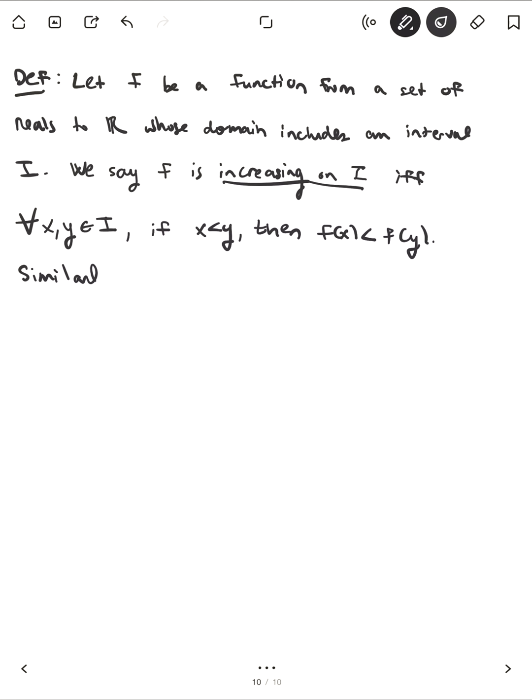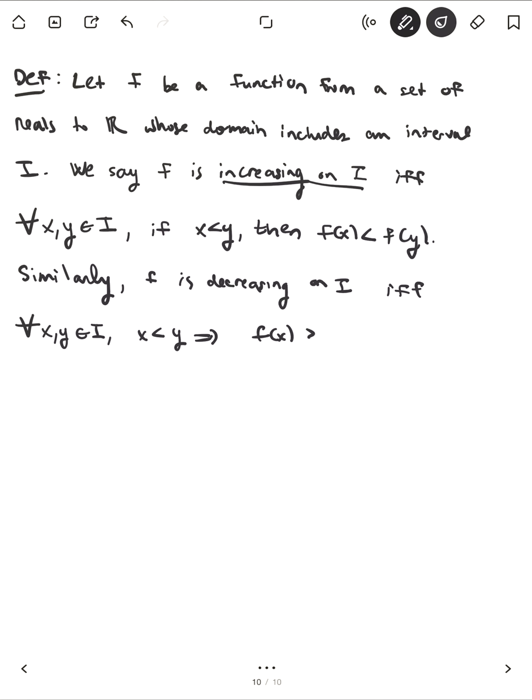Similarly, f is decreasing on I if and only if for all x, y in I, x less than y implies f of x is bigger than f of y.